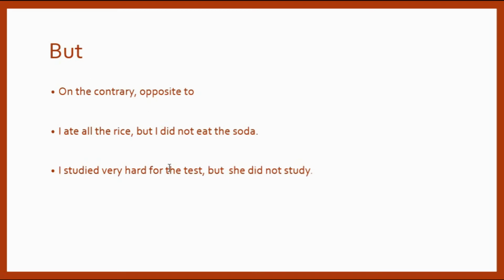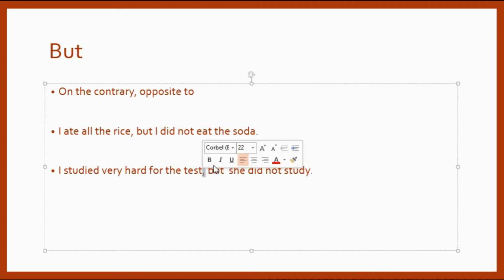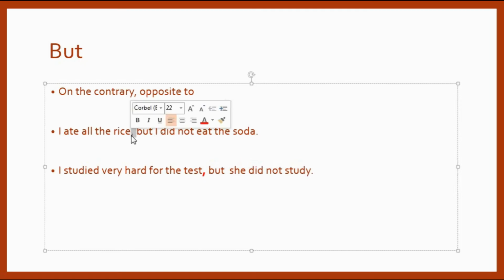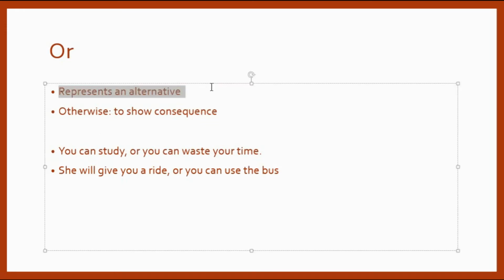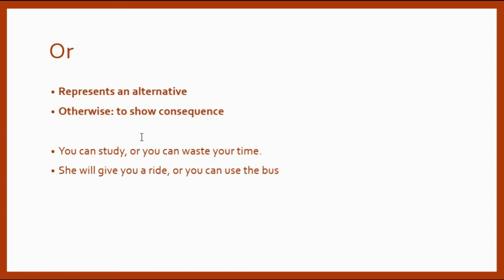That's all there is to it, but don't forget the comma again. Don't forget it, right before the FANBOYS, okay? Here again we have "or", so remember it, okay? Important. We have "or". It represents an alternative. This is one meaning it has, okay? But it also means "otherwise", or it shows the consequence of something.